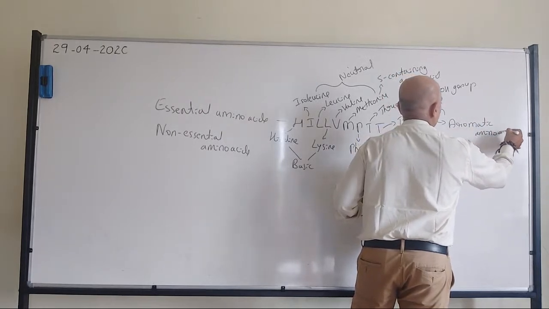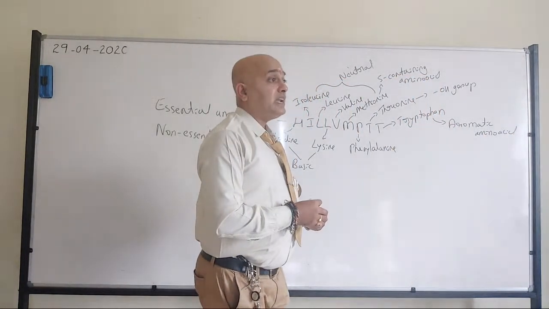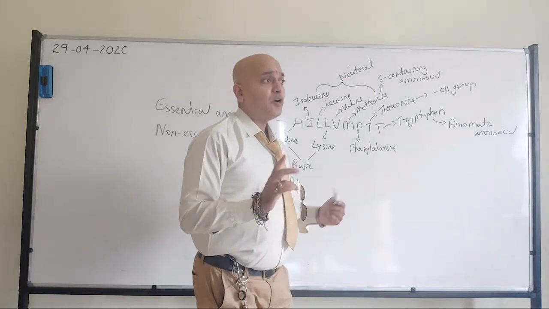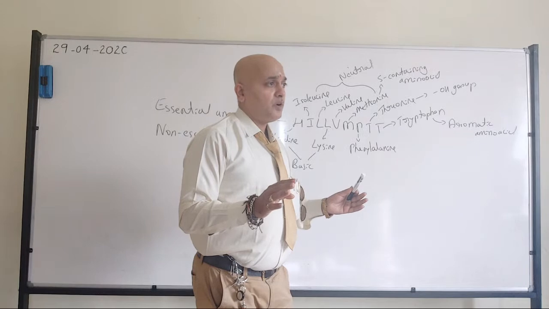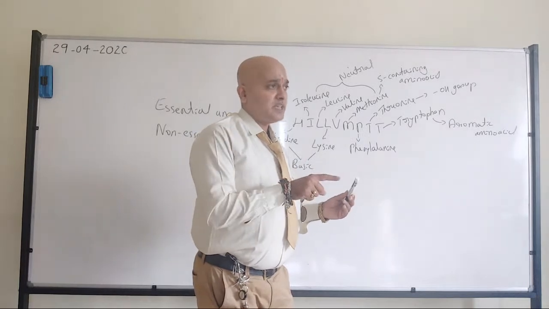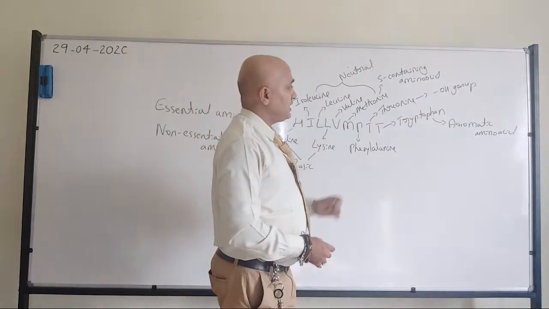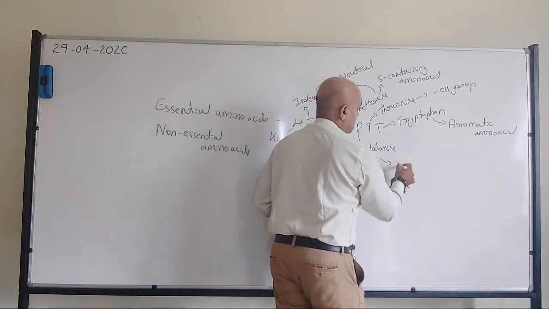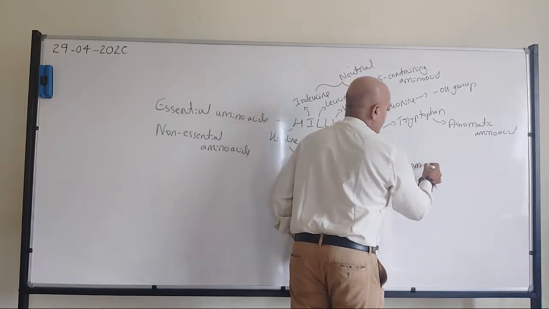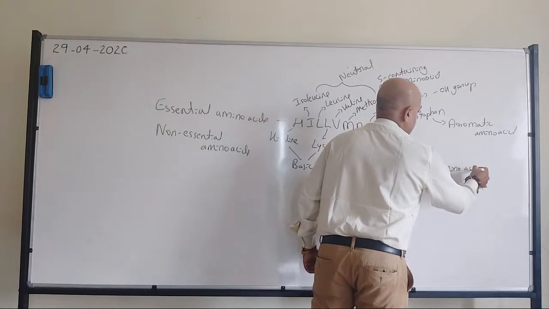This is an aromatic amino acid because it has the indole group. Indole is from organic chemistry. It is a heterocyclic compound having 2 rings. One is a benzene ring and another one is heterocyclic. That's what is called the indole ring. So aromatic amino acid. Phenylalanine is another example of an aromatic amino acid.